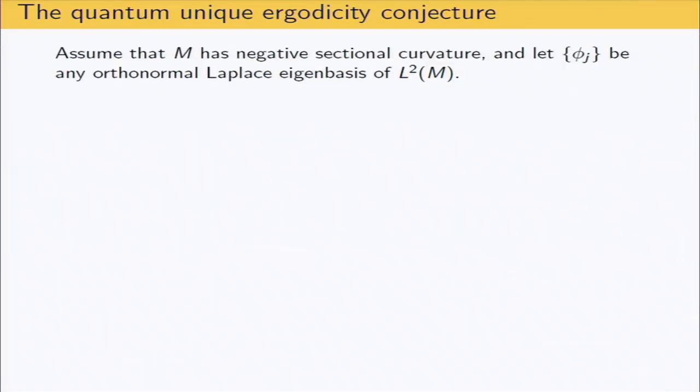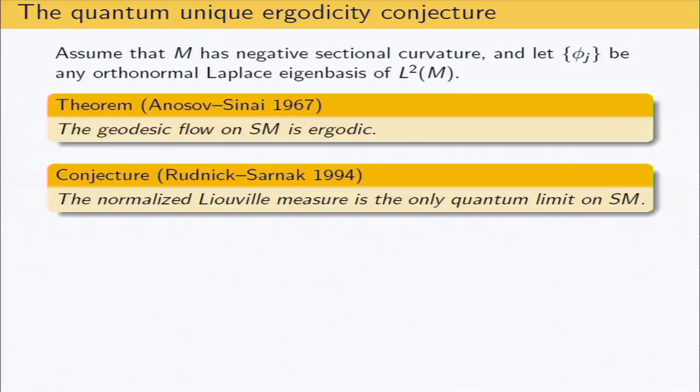Okay, and so once we discussed the ergodicity and the quantum ergodicity theorem, it's time to talk a bit about the quantum unique ergodicity conjecture. So in this conjecture, we assume that M has a negative sectional curvature, and we still take any orthonormal Laplace eigenbasis. Under this assumption, the famous Anosov-Sinai theorem from '67 says that the geodesic flow is ergodic. In fact, it is much more chaotic than ergodic.